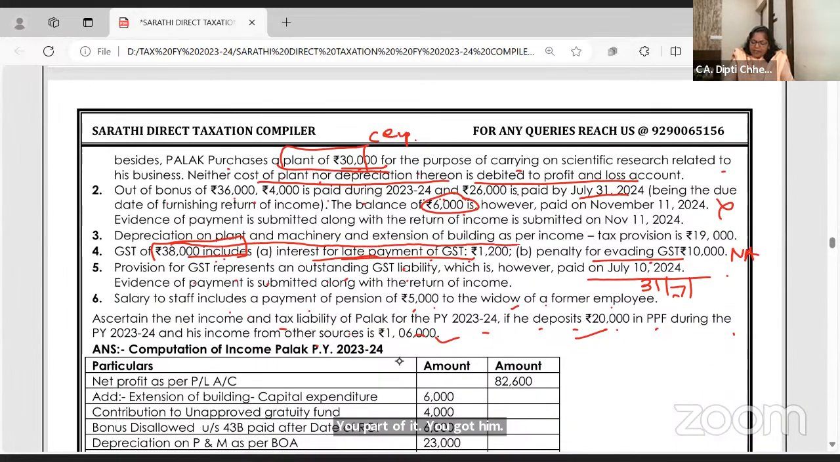Depreciation on plant and machinery and extension of building. So extension of building you have added back, thinking that it's a capital expenditure. And then the 19,000 that you have deducted includes the depreciation on extension of the building also.